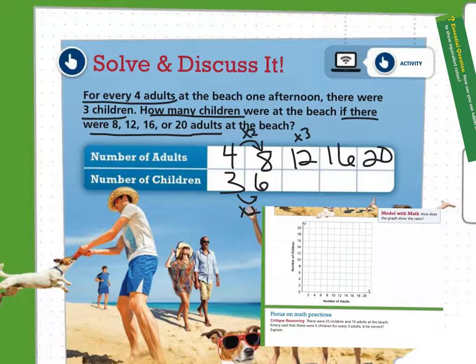Next column, we're multiplying our original numbers by 3. 4 times 3 is 12, 3 times 3 is 9. Next column, multiplied by 4 would give us a 12 here. And the next column, multiplying by 5, would give us a 15. So that fills out the chart for us.